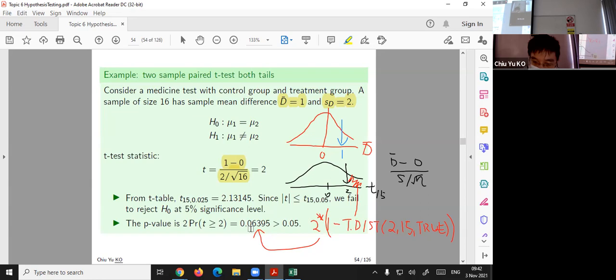And I'm not going to do the critical value. I think that's fine. For the critical value, you just look at this and take out 2.31. So again, you don't reject. Is that okay?